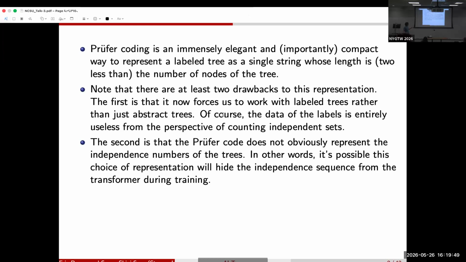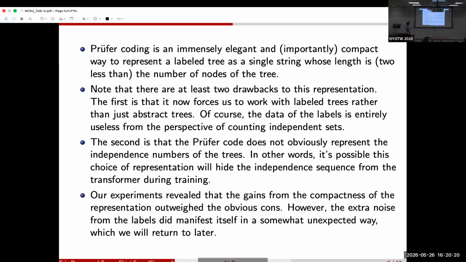Moreover, and this is more subtle, the proof of code does not obviously represent the independence numbers of the trees. In other words, it's possible that this choice of representation will hide the independence sequence from the transformer during training, right? This is something that computer scientists care a lot about. It might seem not a big deal, but it turns out to be a huge deal for a lot of these things, where the representation of the thing that you're working with has a colossal potential impact on the efficiency of anything you're doing, right?